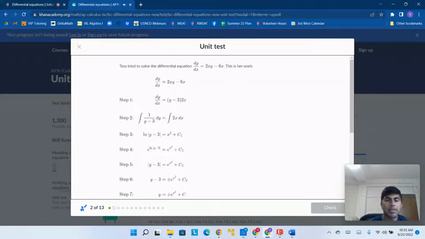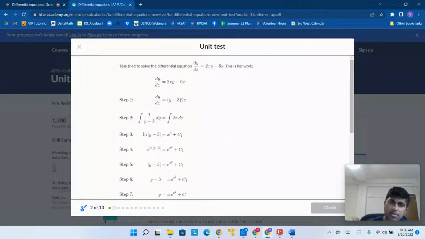Alright, Tess tried to solve the differential equation dy/dx equals 2xy minus 6x. This is her work. Alright, so she separated out y minus 3. Okay, that's good. Step 2, divided by the y minus 3, left the dx, that's also good. Then ln|y minus 3| equals x squared plus c1, that also works. We'll go both sides to the e.